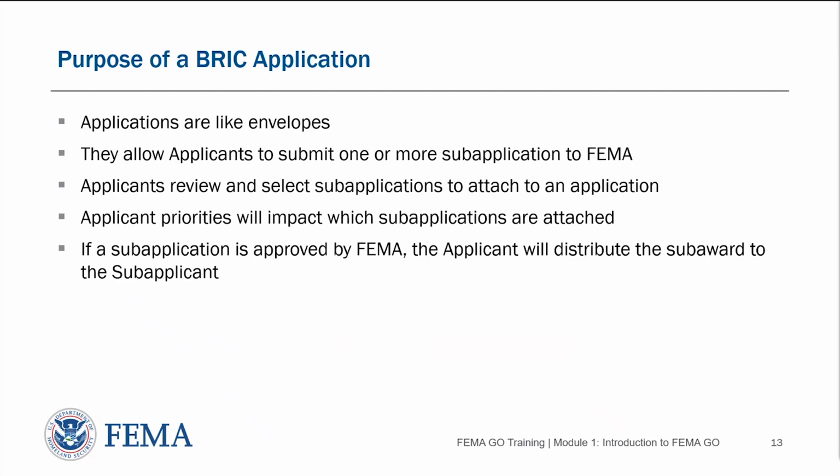Applicants bundle one or more sub-applications together to create an application for federal funding through a hazard mitigation assistance grant program like BRIC or FMA. Applications are like envelopes used to deliver the sub-applications to FEMA for review. So just like it says, I like to think about the grant application as an envelope, and you're filling that envelope with your sub-application if it's just one, or if there's multiple sub-applications, like there would be in the case of a typical state grant application. They would have many sub-applications inside their grant application.